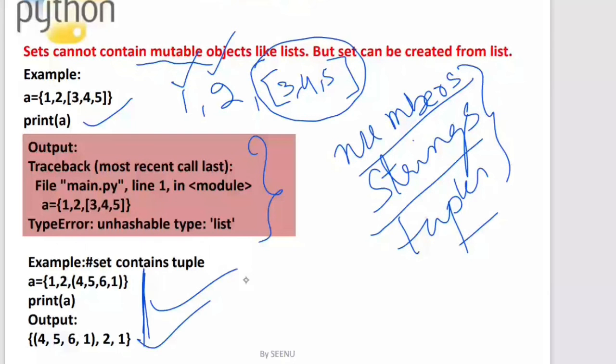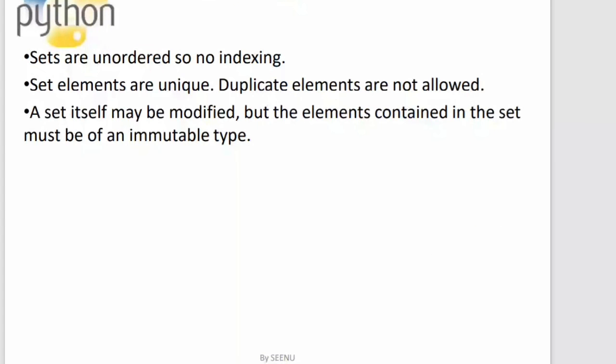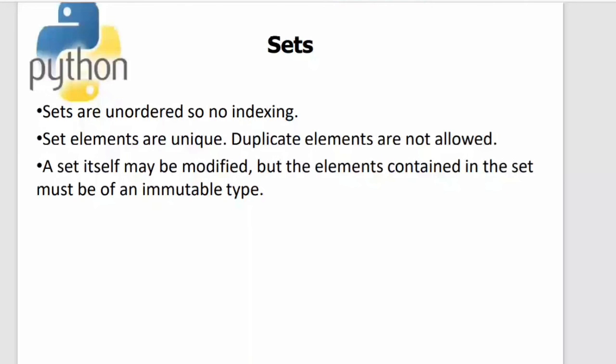So this is the last slide of your sets. Let us try to understand and summarize the content. Sets are unordered, so we know that, and because they are unordered, there is no meaning for indexing in sets. You cannot identify an element through an index number, like how you do in a list. The elements are unique; duplicate elements are not allowed inside a set.